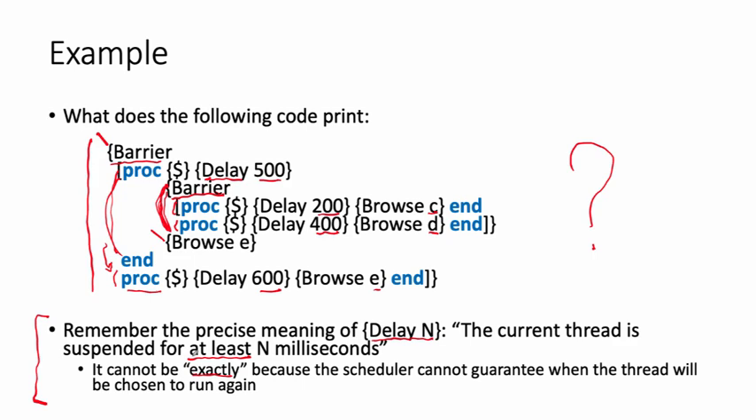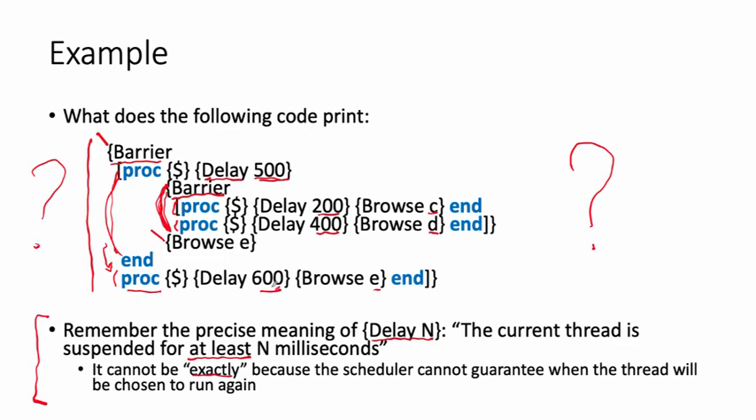So assuming that the delay will be very close to that time, so delay 500 waits very close to 500 milliseconds, what will this program display? So you have to figure out all the delays. So what's the first thing that it's displayed?